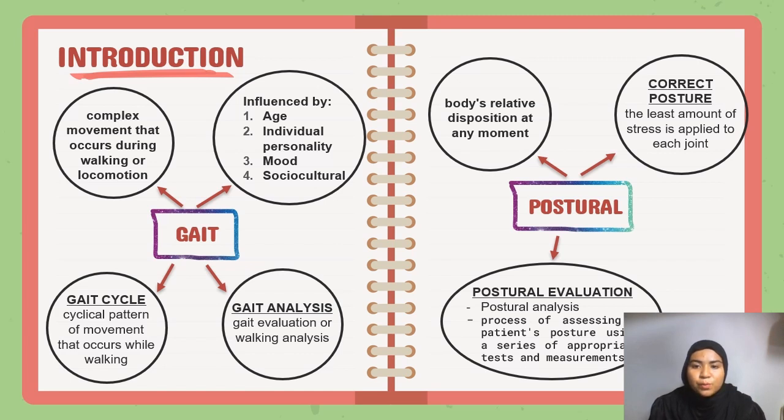For static posture, examples are when you are standing, sitting, lying, or kneeling. While dynamic posture is the movement of the body or its segments, for example running, jumping, throwing, and even lifting. Okay, for next we go to the postural evaluation.